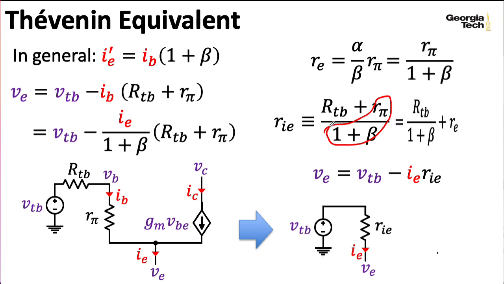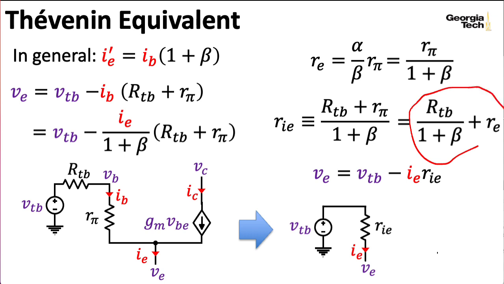So I could write this as RTB over 1 plus beta plus RE. Now, if I had worked out this Thevenin equivalent from the beginning using the T model instead of the pi model, I would have derived this formula here. And then I could use this relationship to derive this formula.